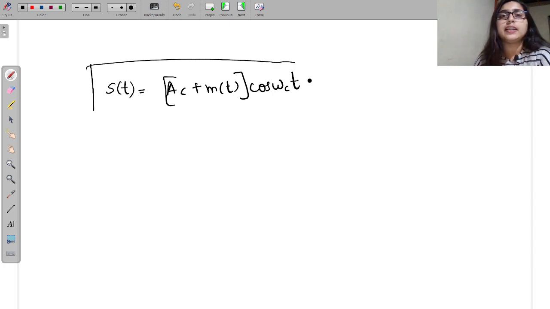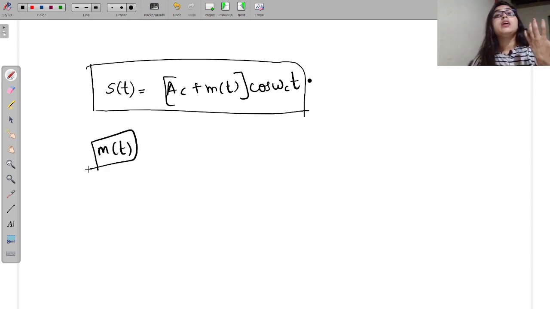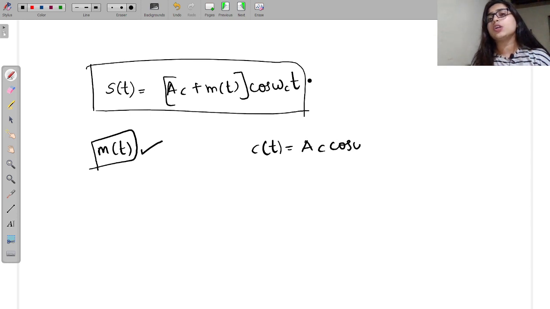So this is the second type of representation of the amplitude modulated wave. Remember, this message signal m of t is nothing but the baseband signal, the low pass signal, or the modulating signal. This contains all the information, whereas the carrier signal c of t can be written as AC cos omega ct.